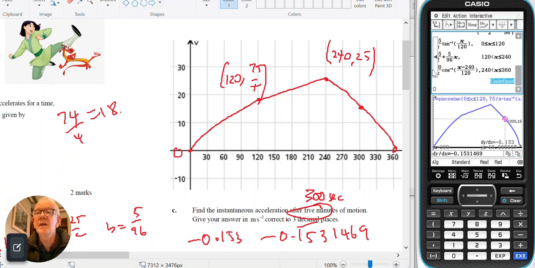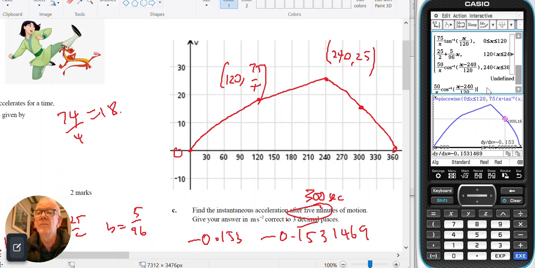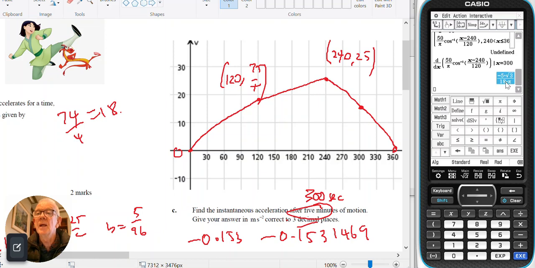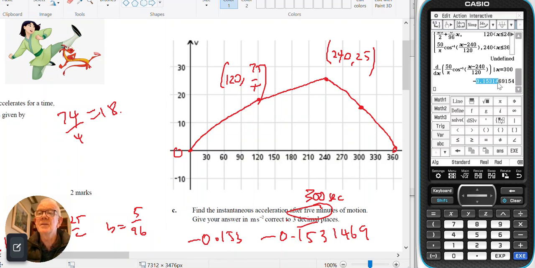I would otherwise have to take the derivative of the third graph and set x equal to 300 and go XC, and that gives it exactly, and that's the same answer.